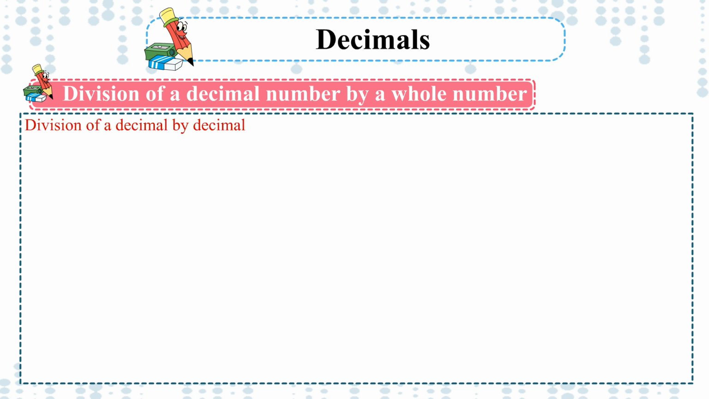25.01. Division of a decimal by decimal. Example 1. Divide 2.4 divided by 0.6. Solution.